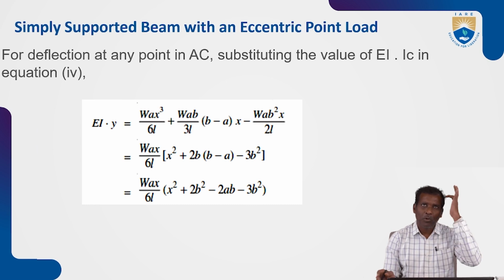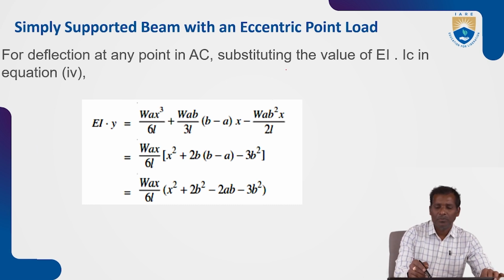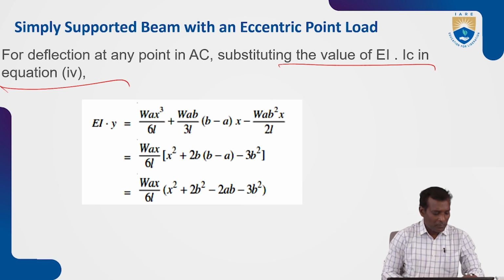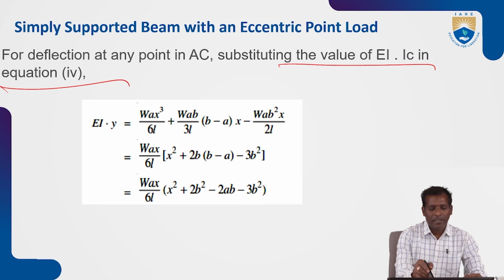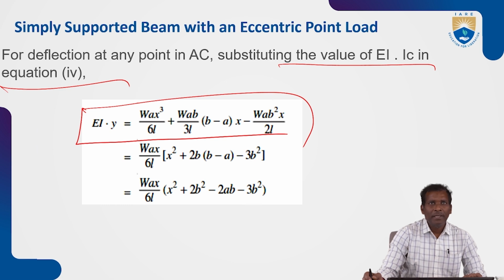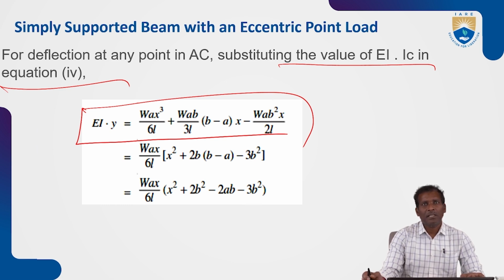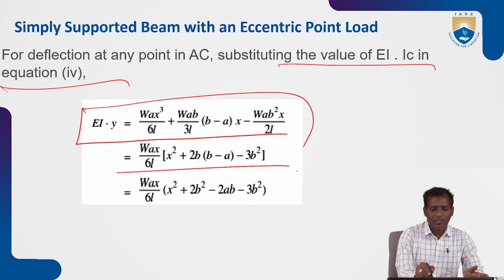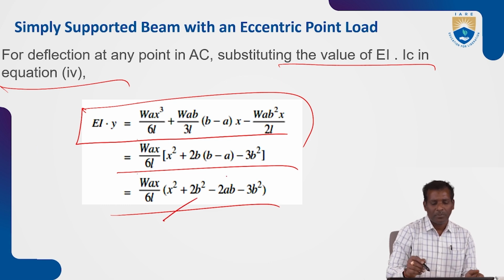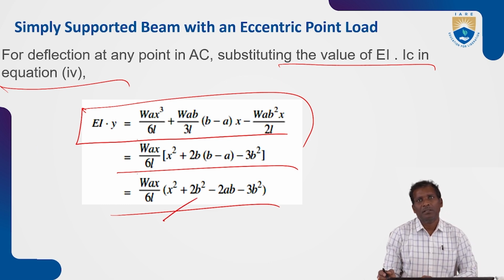For deflection at any point in AC, substituting the value of EI in equation 4, you will get EI Y is equal to W A x cube by 6L plus W A B by 3L into B minus A into X minus W A B square into X by 2L. So simplify this equation. You will get W A X by 6L into X square plus 2B square minus 2AB minus 3B square.